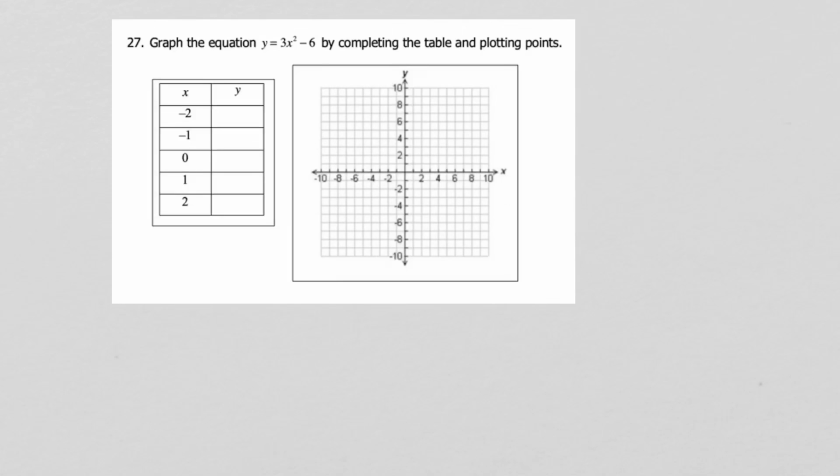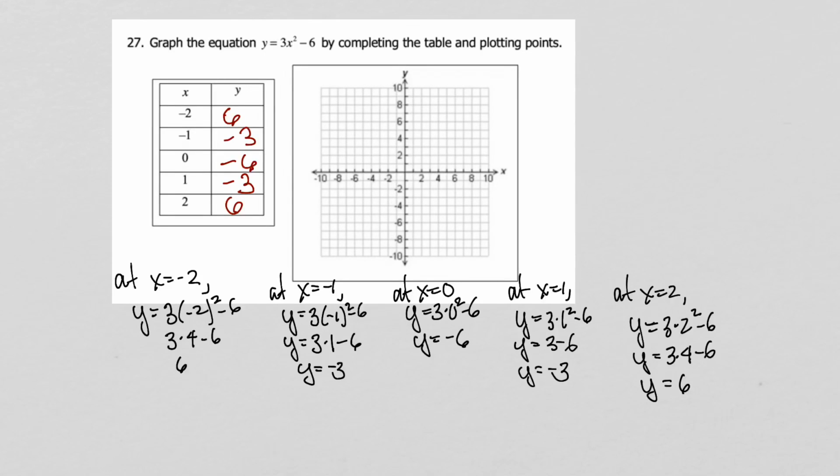So we're going to get, first of all, at x equals -2, y equals 3 times -2 squared minus 6. 3 times, now -2 squared is 4, minus 6. 12 minus 6 is 6. So what we're going to write up here is 6. So at -2, we're at 6.